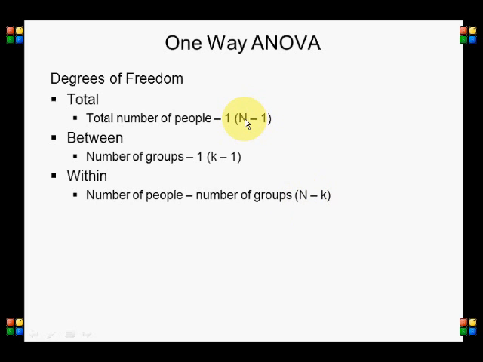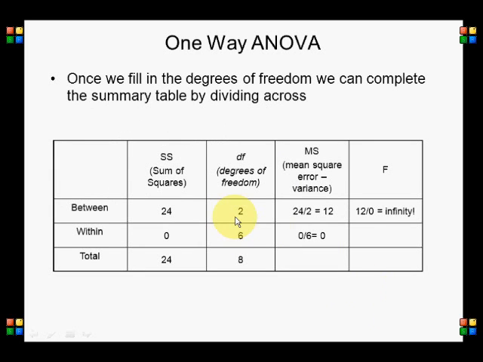Now, as that works out in this case, I have 9 total people, 3 groups, 3 people each. So my big N is 9, minus 1 is 8. My number of groups is 3, so 3 minus 1 is 2. And then the number of people minus the number of groups is 9 minus 3, which gives me 6. I can fill those in, and again, the between-within relationship stays the same: if I look at my numbers, the between and the within should add up to my total. If they don't, I have done something wrong, and I need to figure out where that mistake has been made.